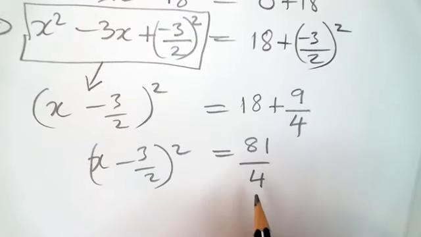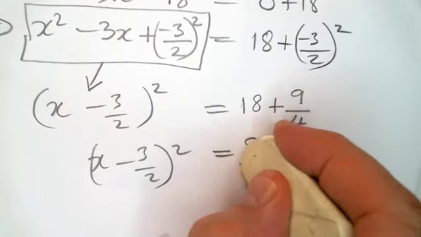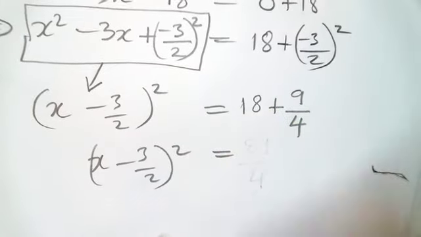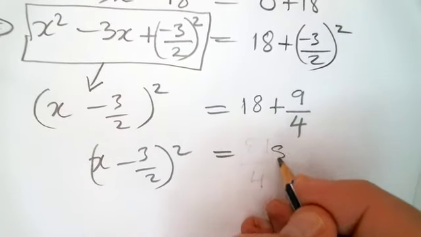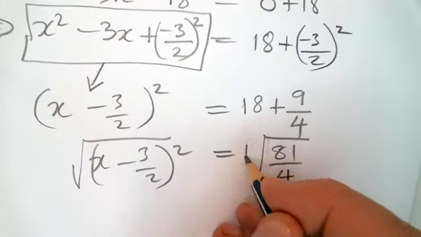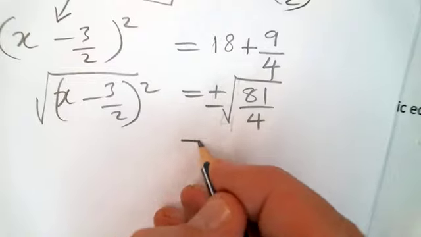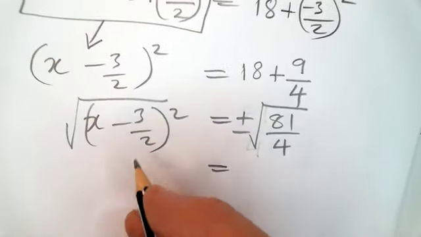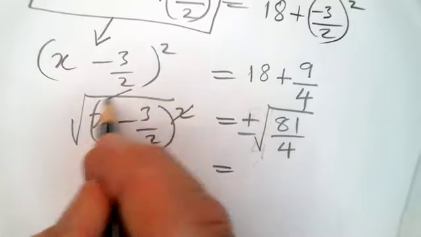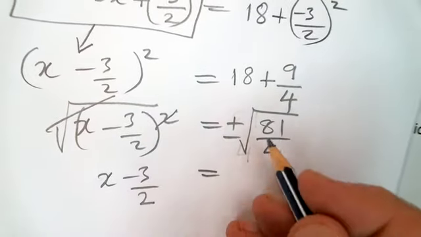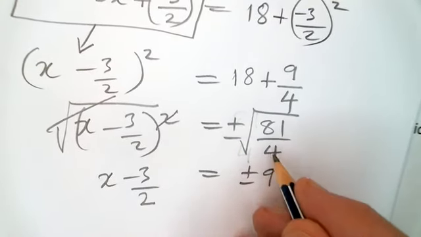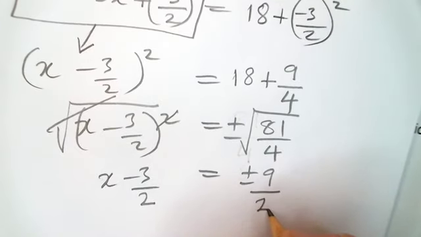Now I'm going to find the square root of both sides. To do that, I'm going to shift this over a little bit because I don't have the room I need to do this properly. Again, this is a planning thing on my part. I'm going to find the square root of this side, find the square root of that side, so it's going to be plus or minus. And you'll see we end up in exactly the same place. So now I've got x minus 3 over 2. The square root and the square have cancelled each other out. The square root of 81 is 9, over the square root of 4, which is 2.